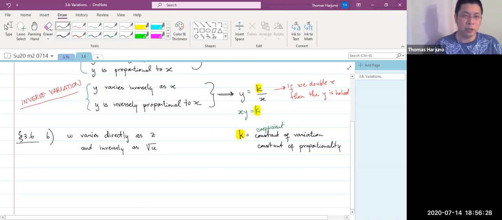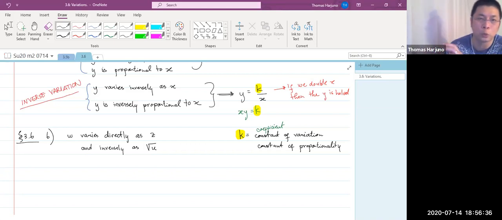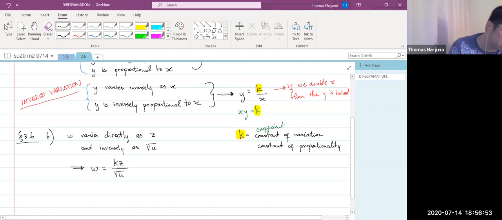So what does it mean when we say W is a joint variation directly as C and inversely as square root of U? It means we can say W is directly as C, so that's KC, inversely as square root of U, over square root of U. Bang, that's it.